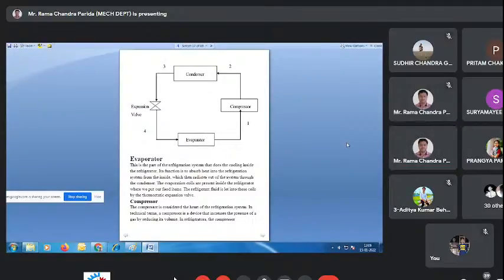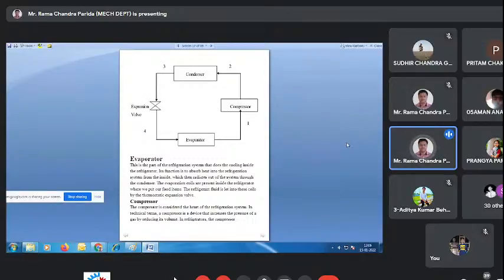The pressure should be low. Yes. Pressure will be low. Any other? Low pressure as well as low temperature. Isn't it? Yes. So that low pressure, low temperature liquid is then supplied to the evaporator. Sorry, not boiler, it is the evaporator.